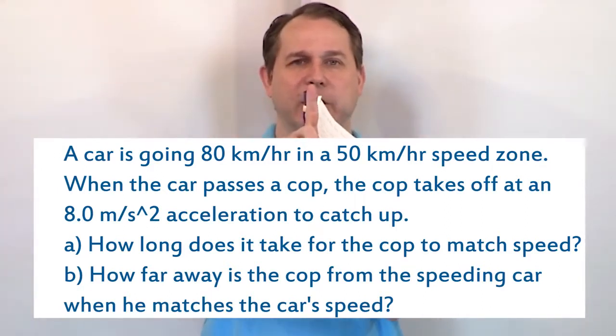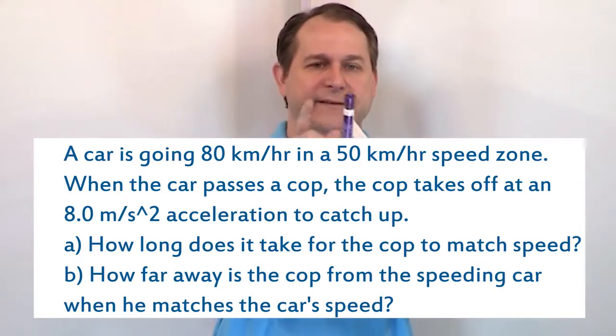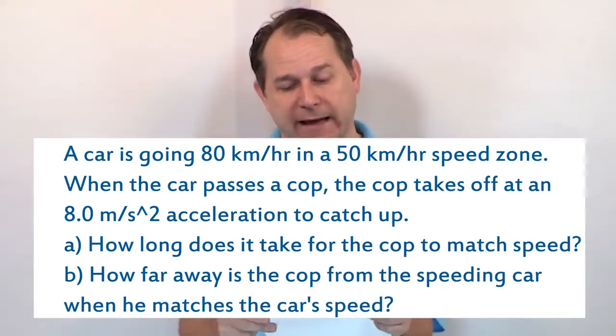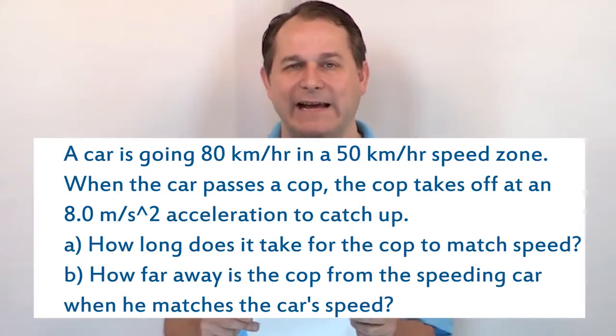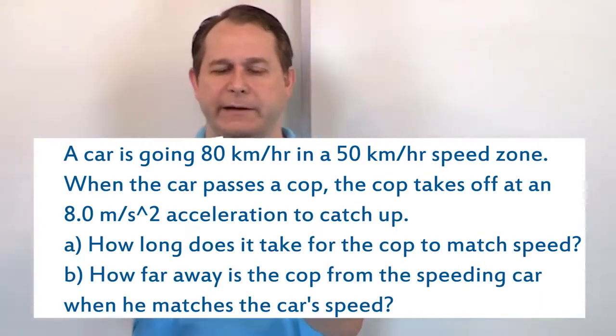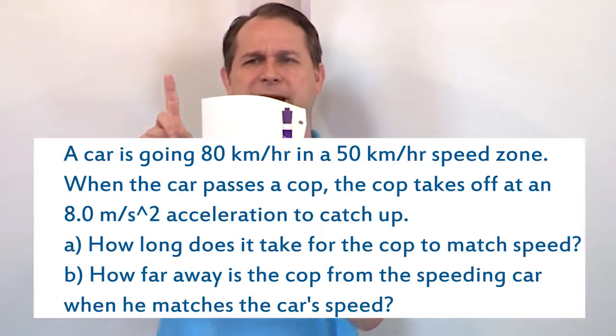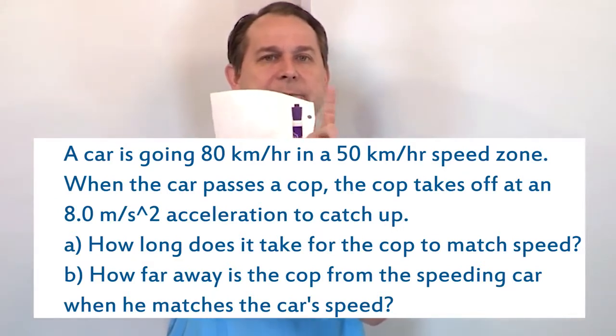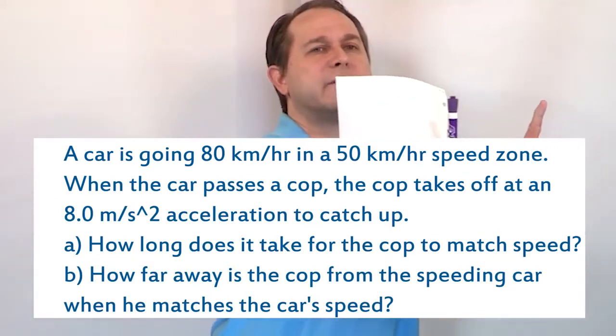At the moment that he passes the car, it says right here, when the car passes the police car, he takes off at an 8.0 meter per second squared acceleration. So the speeding car comes and passes the cop, but then the cop starts to accelerate to try to catch up.